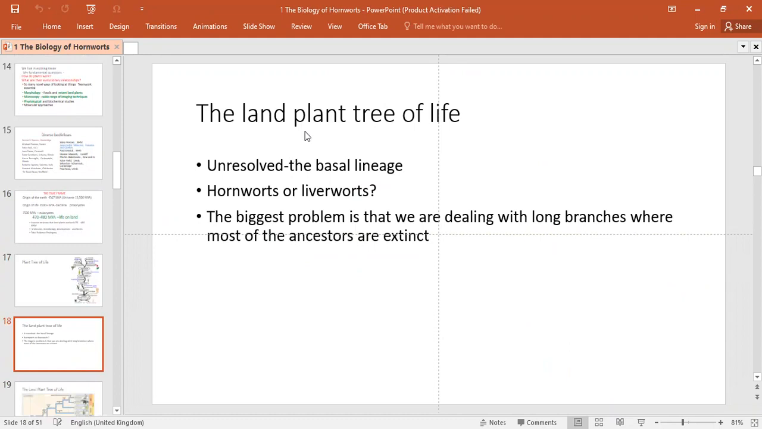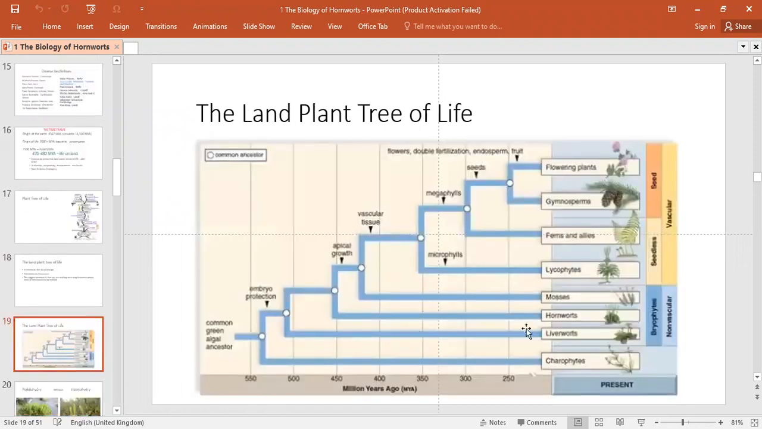Some things are still unresolved. We don't know whether hornworts or liverworts came first, and the biggest problem is we're dealing with long evolutionary branches where most of the things are extinct. But basically, on a land plant tree, the question is, are hornworts or liverworts at the bottom? I personally think hornworts at the bottom, and mosses are derived.